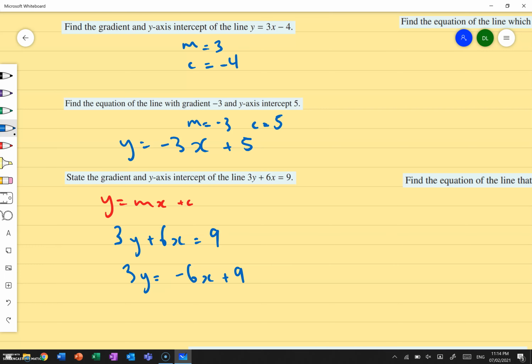I'm going to go ahead and divide both sides by 3. I get y equals negative 2x. So negative 6x divided by 3 is negative 2x. And I'm also going to divide 9 by 3 in order to get positive 3.